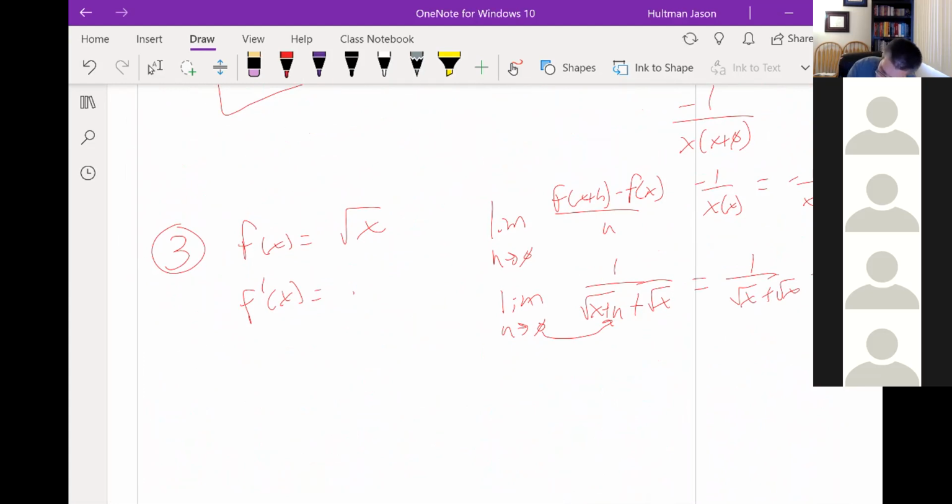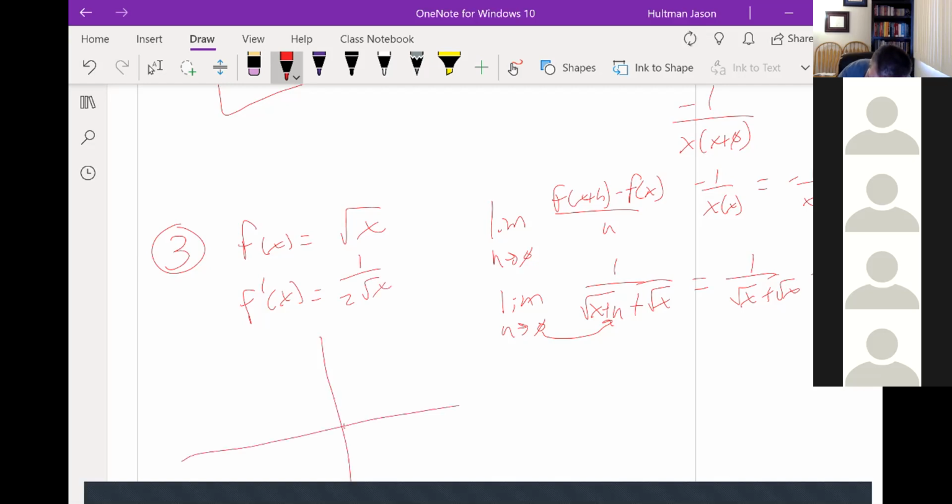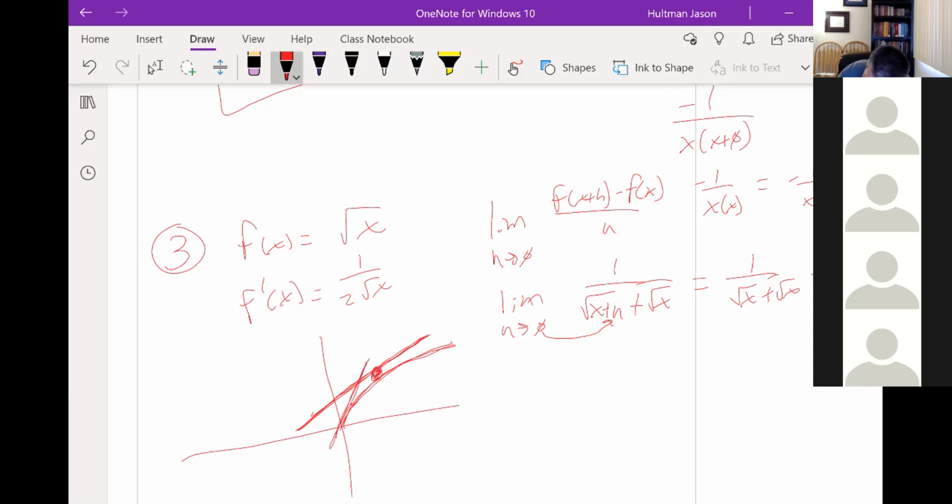So the derivative here is 1 over 2 radical x. And again, what does this tell me? It tells me that if I have this function, then the derivative, or the slope of the tangent line at any point, is equal to this function. It can be defined by that function.